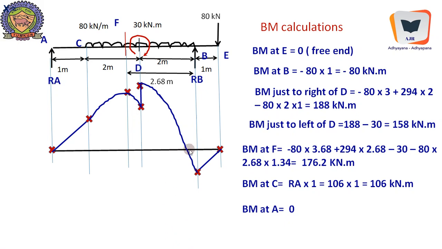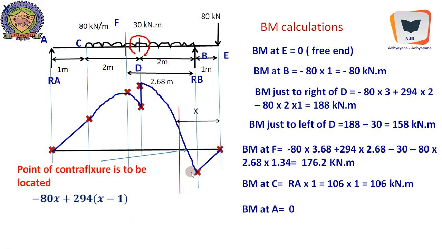So we got one point of contraflexure which is to be located. We take a section over here such that this particular point is included from this end, and we mark this distance to be x as usual. So the point of contraflexure is to be located, and it's here. Now minus 80x, that is due to this concentrated load, plus 294 into x minus 1, the reaction, minus 80 into x minus 1, this portion of the UDL that exists in the distance x minus 1.